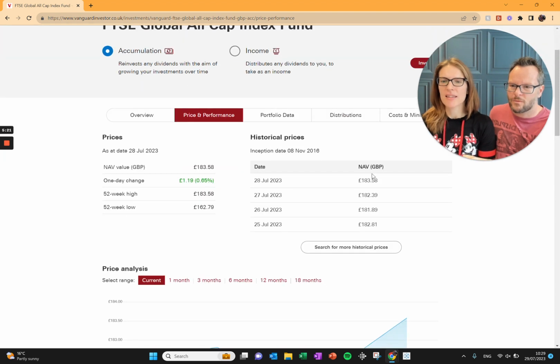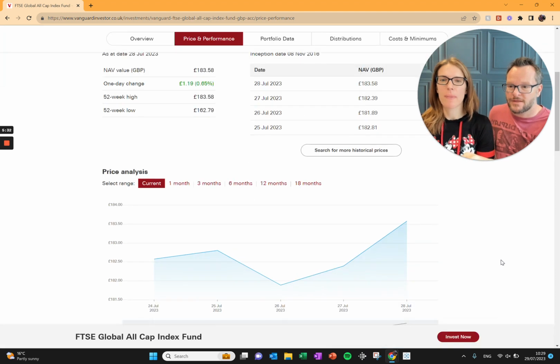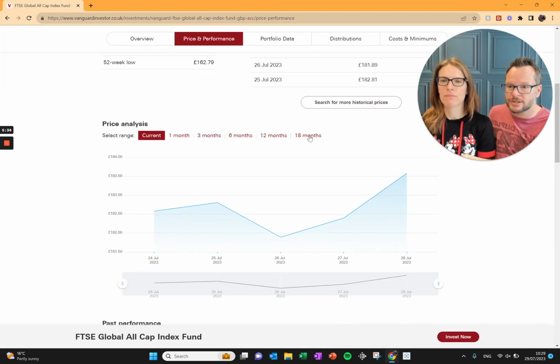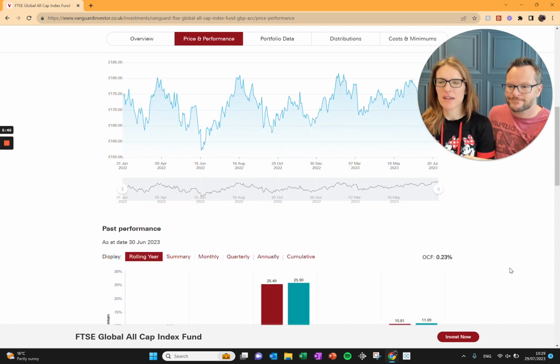So this will show you how the price has changed over time, what the current price is, which is this NAV price, net asset value, which is the total cost of all the shares divided by the number of people who invest in it. So it just means how much it costs to buy a unit of this fund. Then you've got the price analysis, which you can stretch the time period to see how the price changes over time, and you'll notice it goes up and down an awful lot. That's volatility. That's the volatility Alan was talking about just now.